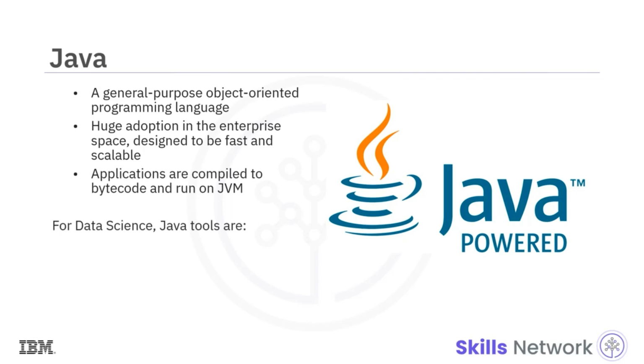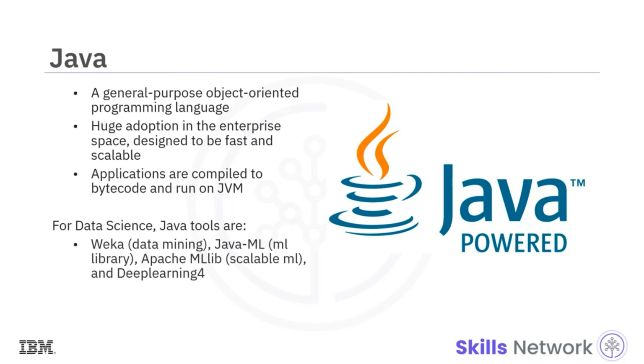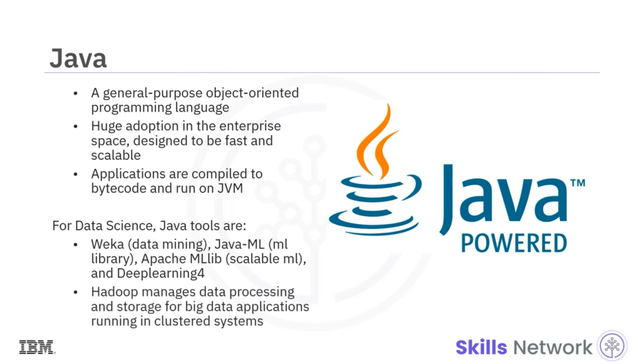Some notable data science tools built with Java include Weka for data mining, Java ML for machine learning, Apache MLlib, which makes machine learning scalable, and Deep Learning 4 for deep learning. Hadoop is another application of Java, which manages data processing and storage for big data applications running in clustered systems.